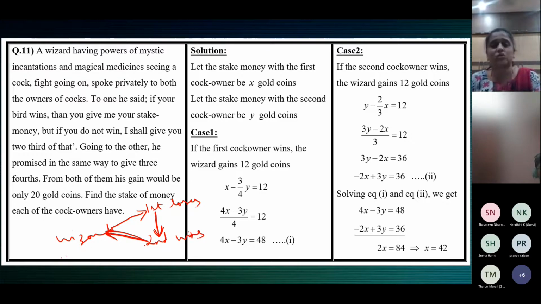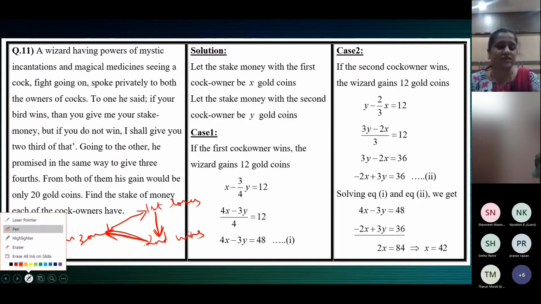Because in case they lose, anyways, one of them will lose. So when they lose, they're still going to get money from the wizard. That's why they agree. Now, how do we make the equation?